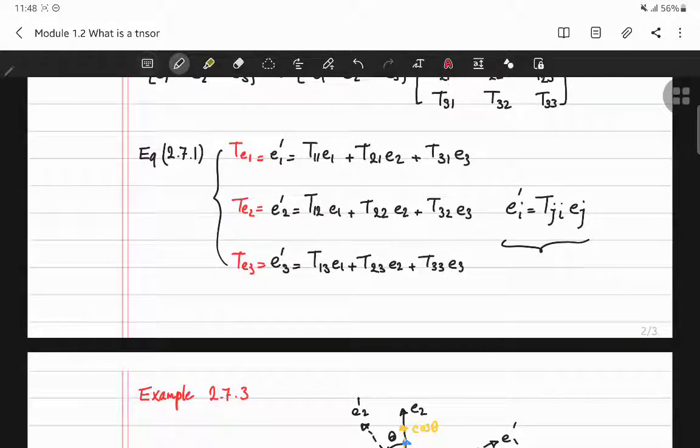Some books also write this transformation as E prime i equals Q ij ej, which does not make any difference. But we chose this kind of notation in this book, and we follow it because of two reasons. I will explain one here in this chapter, and another in the fourth chapter when I want to find the traction vector or the stress vector.